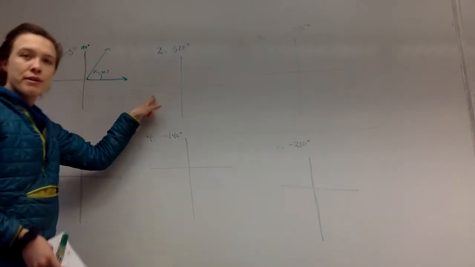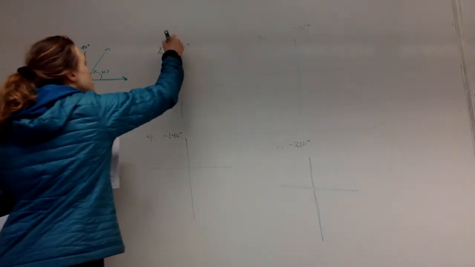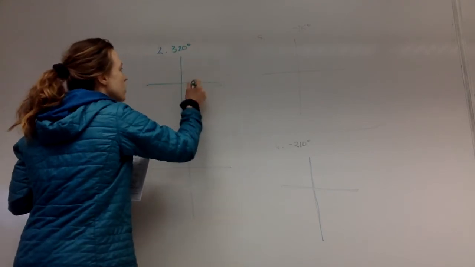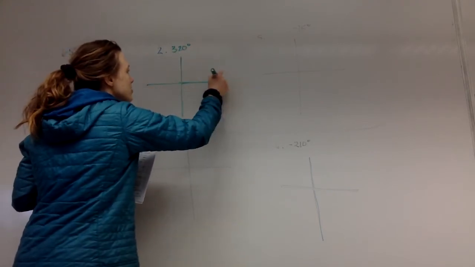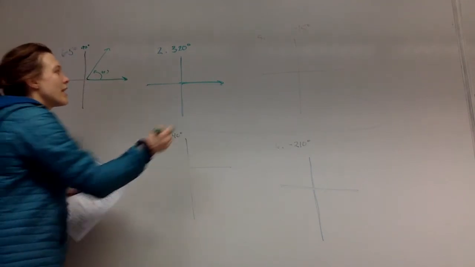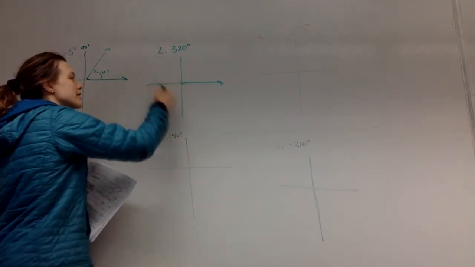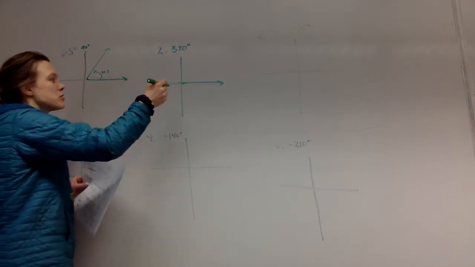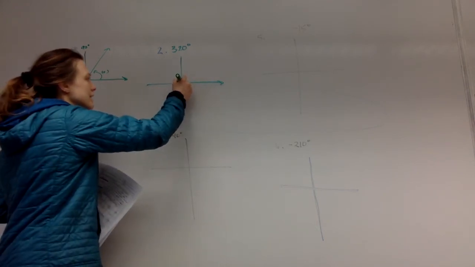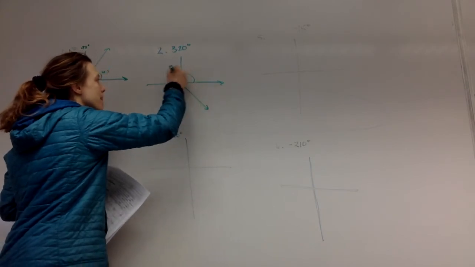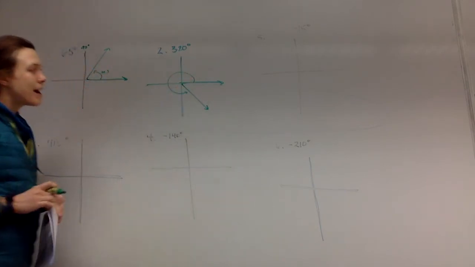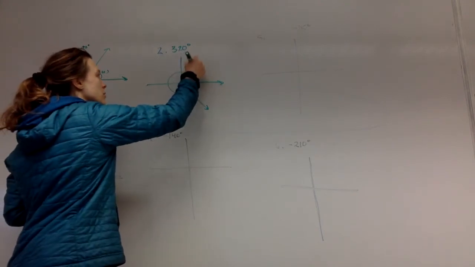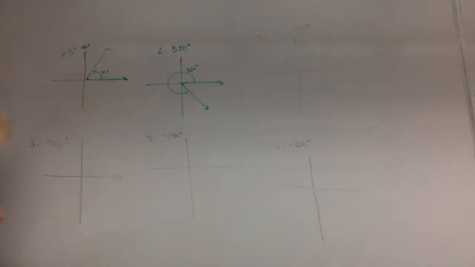Number 2, we've got 320 degrees. I don't know if you can see that, it's very light. Again, I'm going to draw my initial ray here, and it's not 90, it's not 180, it's not 270, it's about halfway between 270 and 360. So I'm going to draw my terminal ray here. This is about 320 degrees in the positive direction.